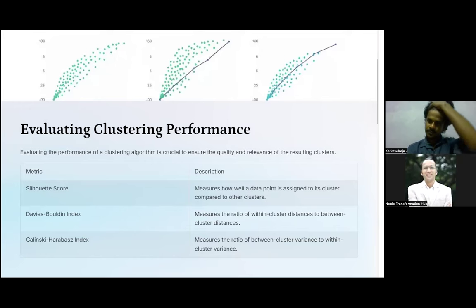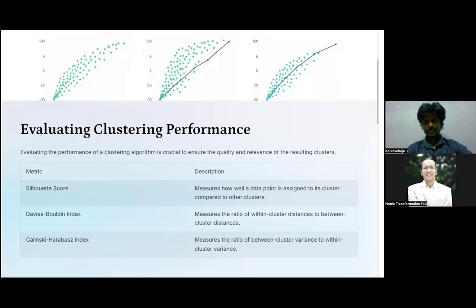Here the Davies-Bouldin score does the ratio of within-cluster distance to between-cluster distance. The silhouette score is about the data point assignment, while the Davies-Bouldin score is just the ratio of within-cluster distance to between-cluster distances, right? So this is how you need to compare. Then the third point we have measures the ratio of between-cluster variance to within-cluster variance.